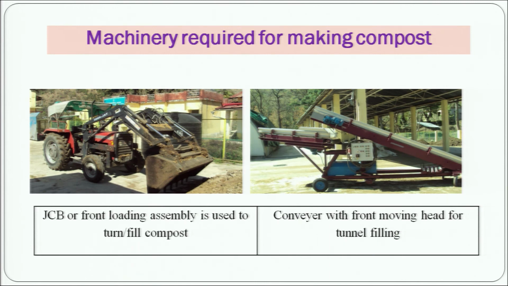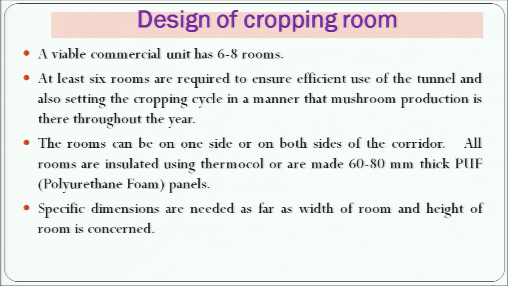A converter with the front moving head is used for tunnel killing. Design for the cropping room: a viable commercial unit has 6 to 8 rooms. At least 6 rooms are required to ensure efficient use of the tunnel and also to set the cropping cycle in a manner that mushroom production is there throughout the year.